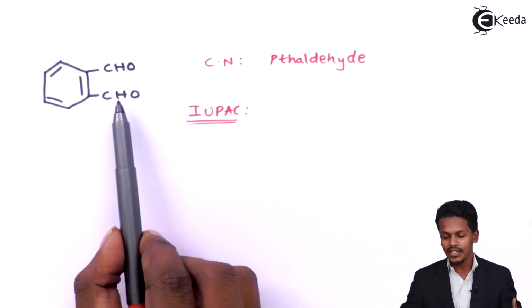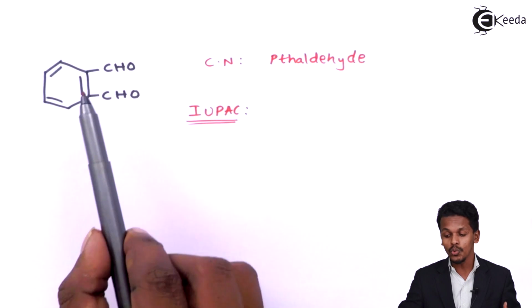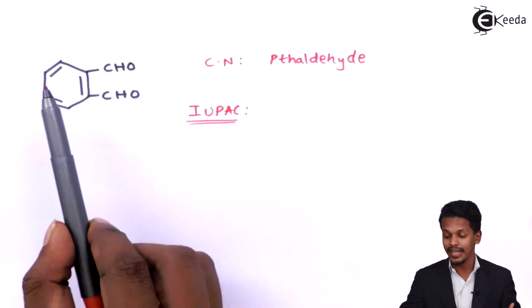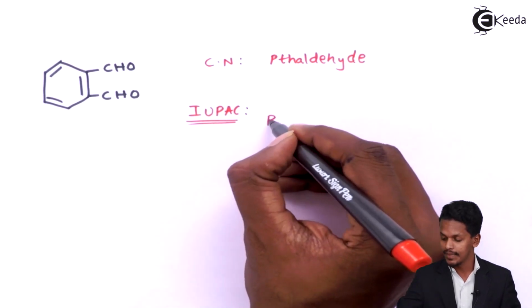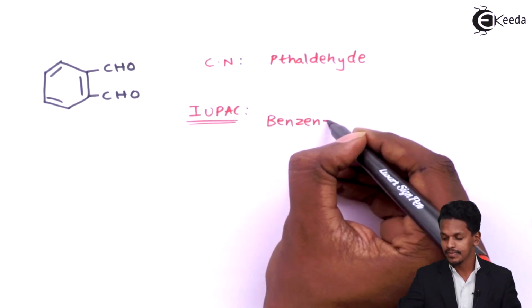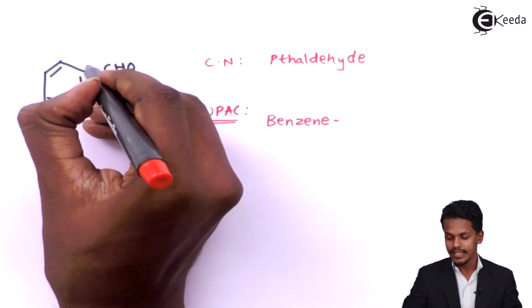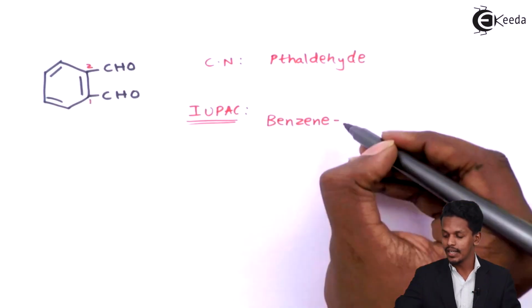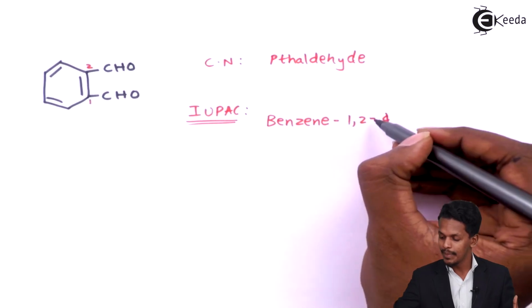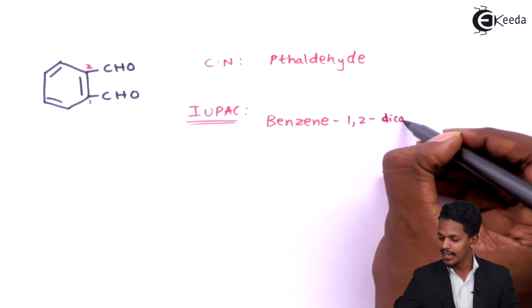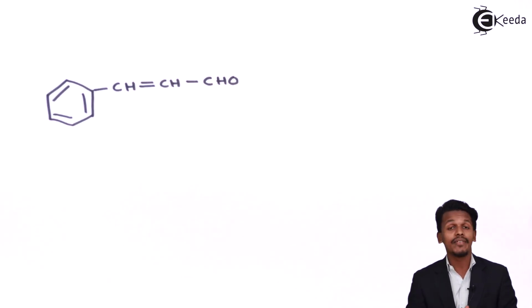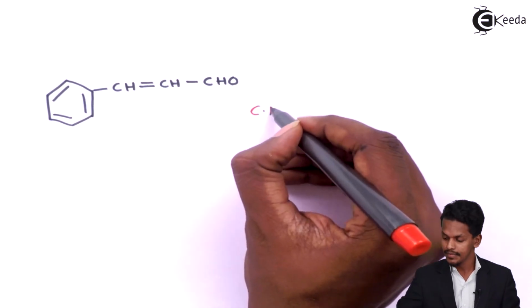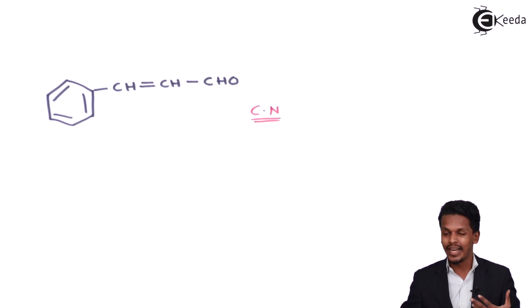So here not only one CHO is attached to the benzene, there are two CHO groups or two aldehyde groups attached to the benzene. So that is the reason the IUPAC name for this one would be benzene. This is carbon number 1 and this could be assigned as carbon number 2. So benzene-1,2-dicarbaldehyde. So this is what I was talking about, and now let us move on to the next one. This is the structure that we have, and what is the common name for this one? It is known as cinnamaldehyde.